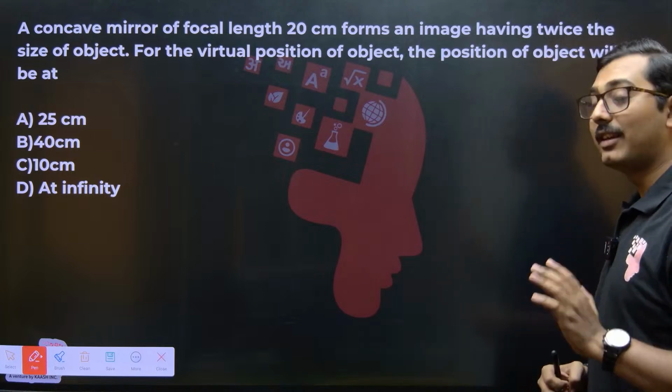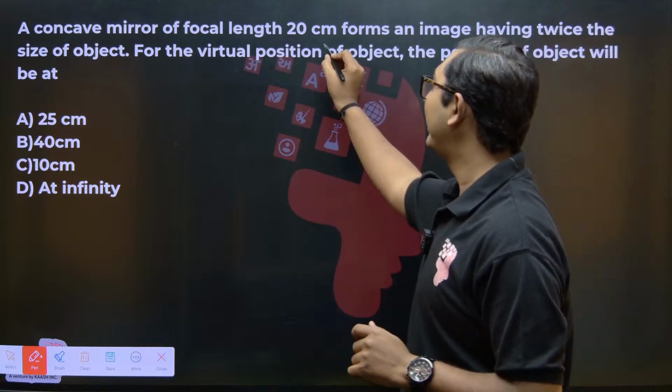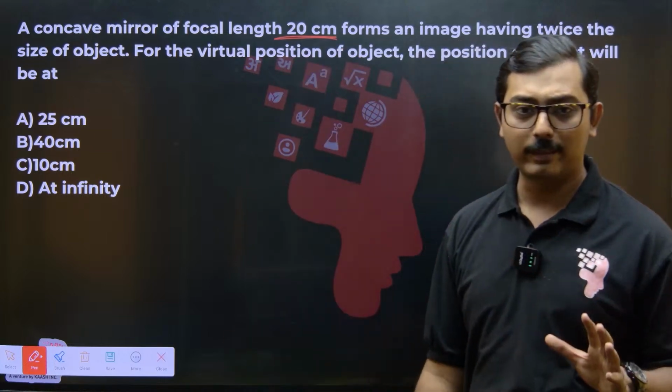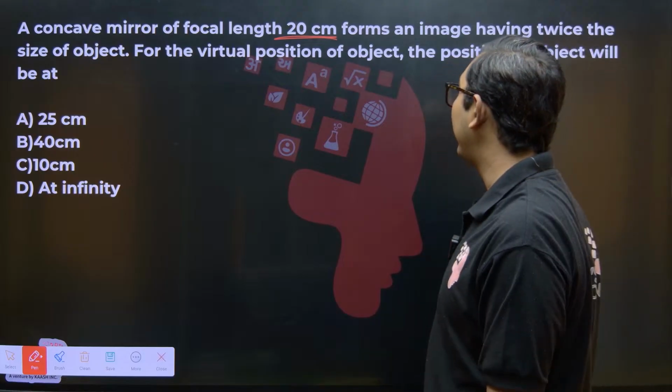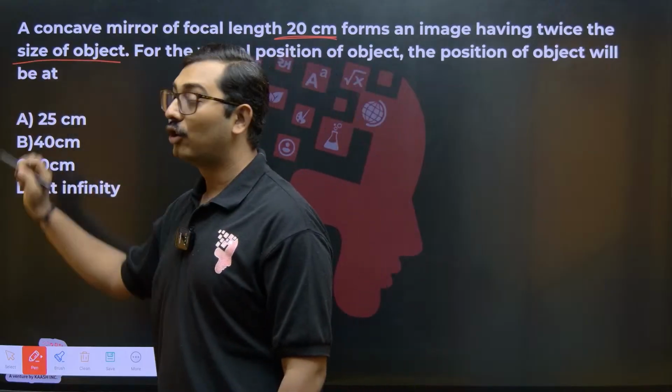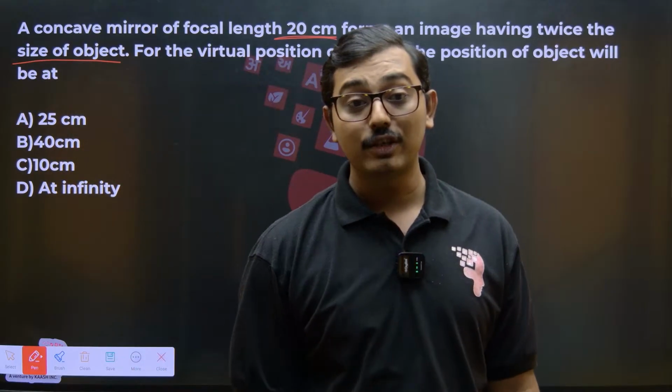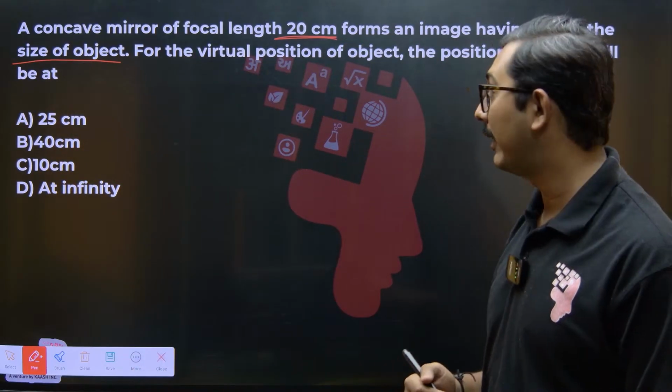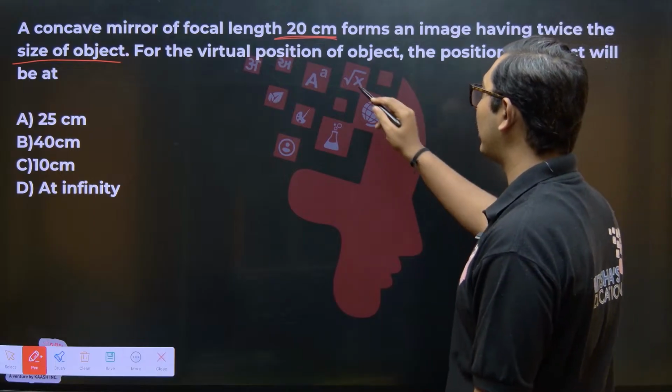A concave mirror of focal length 20 centimeter. It is a concave mirror. It has a focal length of 20 centimeter. It forms an image having twice the size of the object. Magnification is 2, that we can say for the virtual position of the object.